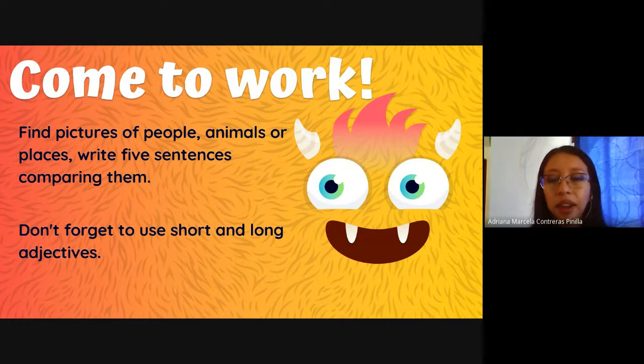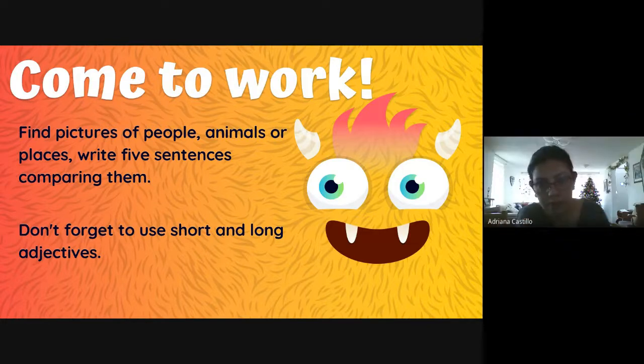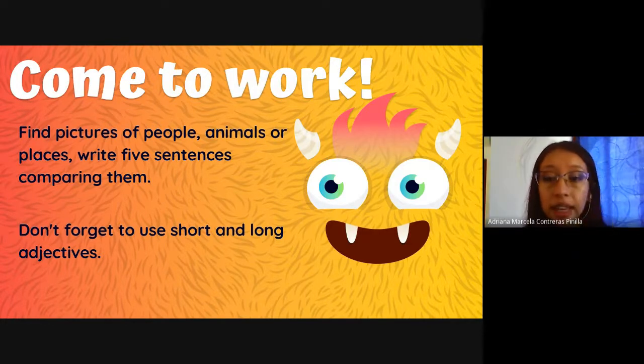Okay, good. I'm going to give you a homework for the next class. Please compare two people, two animals, two places, two things, whatever you want. You can write two sentences for each rule. You will write two sentences for each rule, comparing those two people, animals, things, places, whatever you choose. What is the idea, the objective?